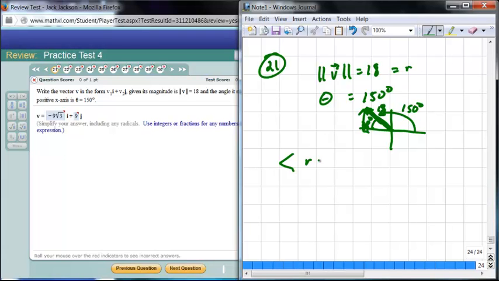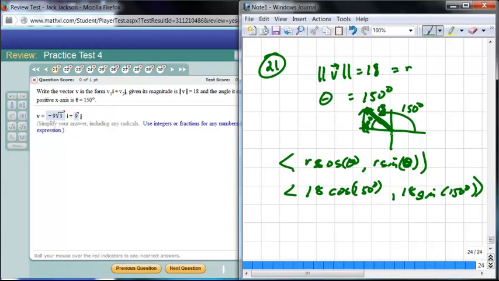If you call this r and this theta, it's r cosine theta, comma r sine theta, which is 18 cosine 150 degrees and 18 sine 150 degrees. Notice that in this quadrant, x is going to be negative, y is going to be positive. And with a reference angle of 30 degrees there, you could label the longest side, which is 18. If this is 18, then the shortest side is half of that, so that makes this 9. The longer leg is the shortest side times the square root of 3, 9 square root of 3. So cosine is 9 square root of 3 over 18, negative. And the sine is positive, 9 over 18.